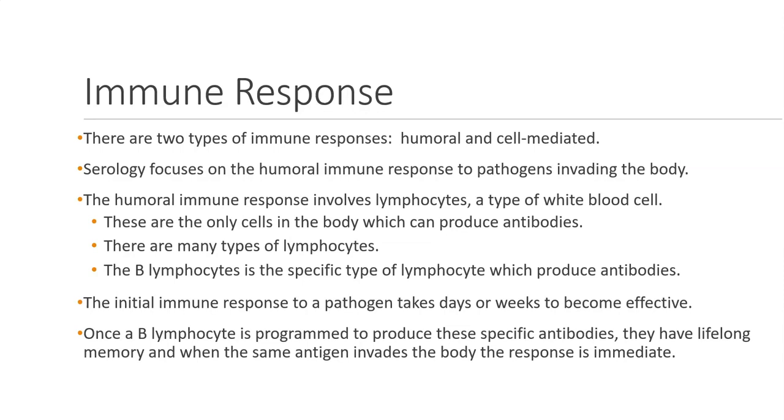We have this immortal line of cells that will always remember this antigen, and if it invades the body again, the response is immediate, and there's a spike in the antibody production and a rapid destruction of the pathogen before it can set up an infection in your body.